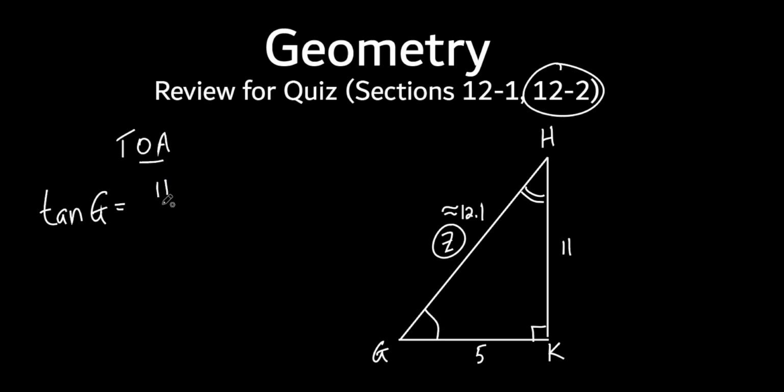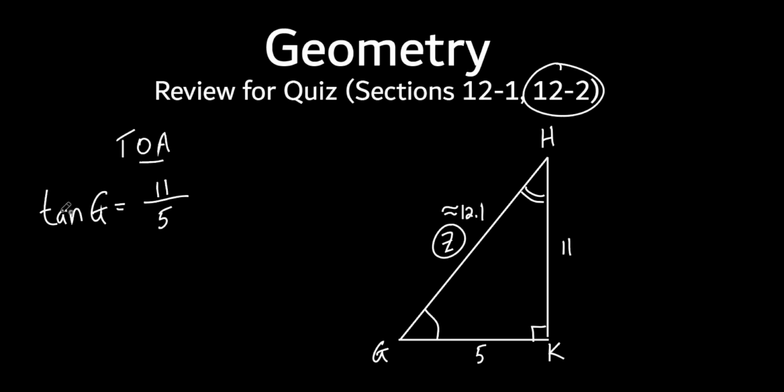11. Which one is the adjacent to this angle? It's the one that's next to it. It's 5. Now, we've got to know what to do when we get this situation right here. I've got to get G by itself. So I've got to get rid of the tangent. How do I get rid of the tangent? I don't divide. It's not a number. It's not a variable. How do I get rid of a tangent? We said it earlier when I read off the answers to the homework.